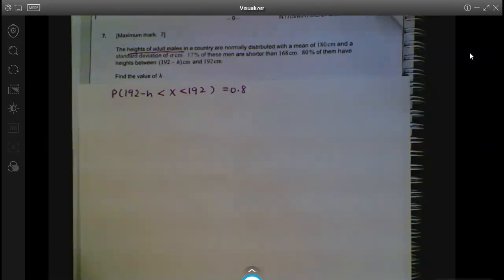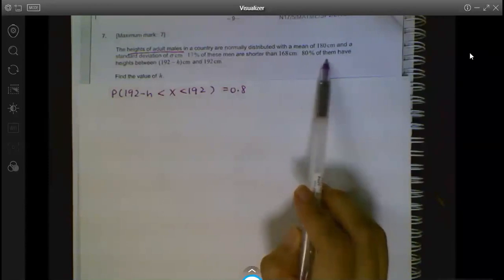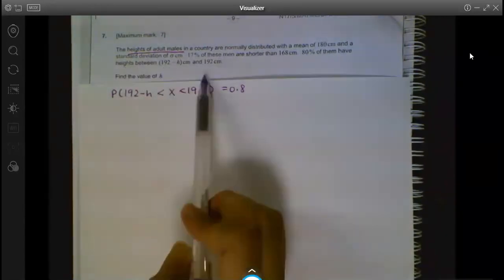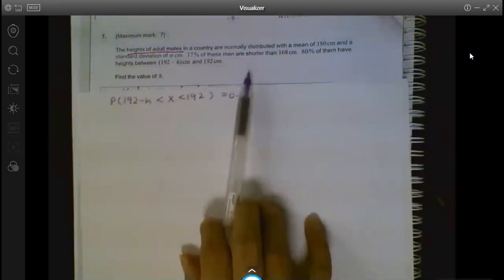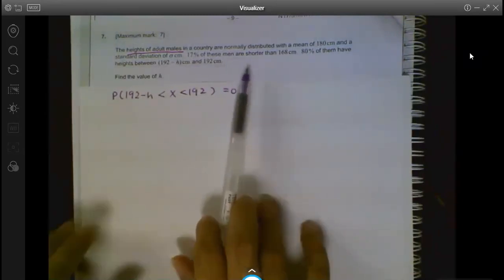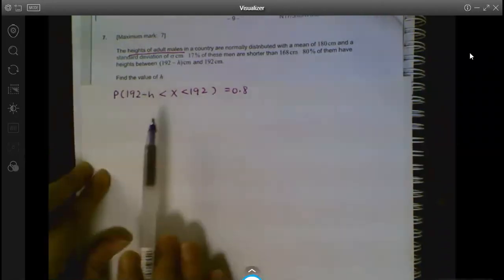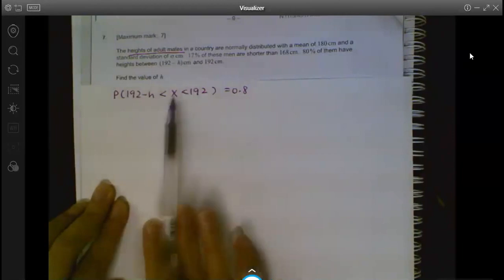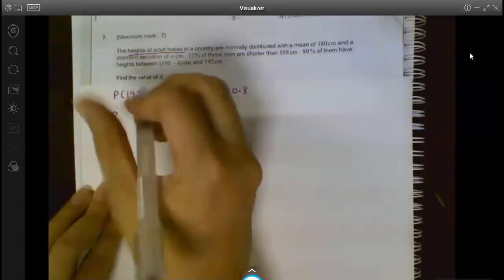Next, we're going to work on the second part of the information. We are given that 80% of the men have heights between 192 minus h and 192 centimeters. This is exactly the same thing I wrote down just now, using a new piece of paper because we are out of space. All right, so we are going to first standardize this probability. So we're going to do the same except that there is an upper bound and lower bound.